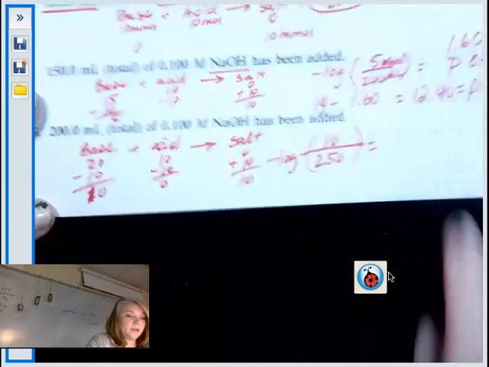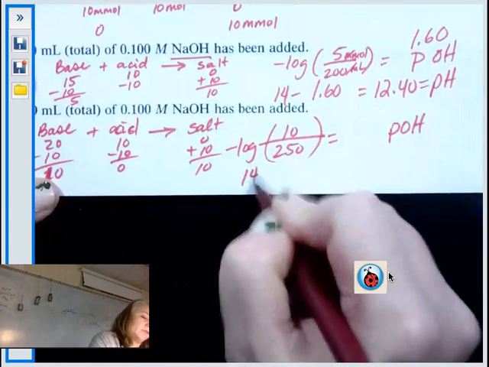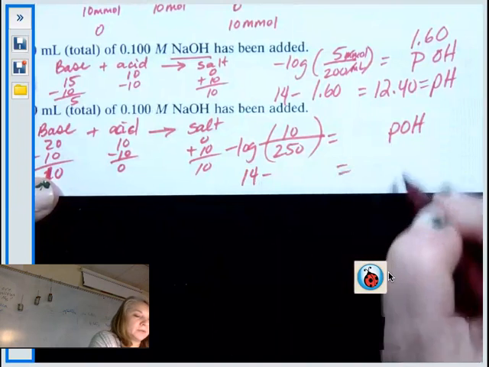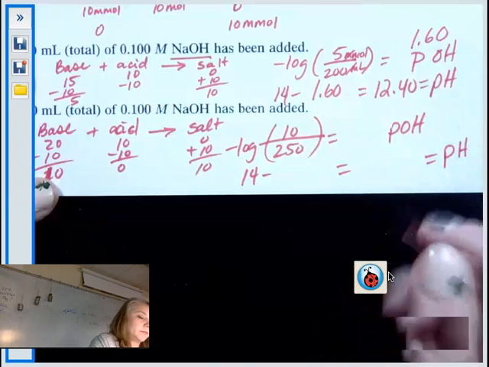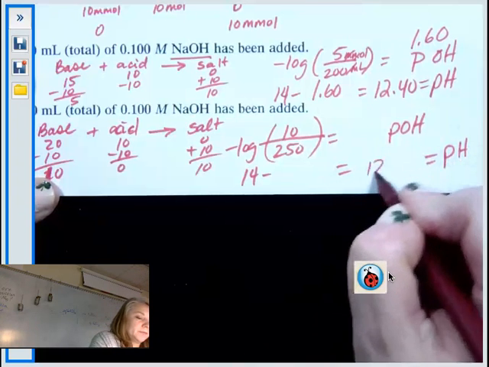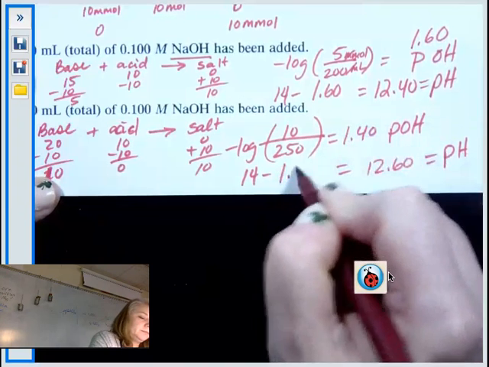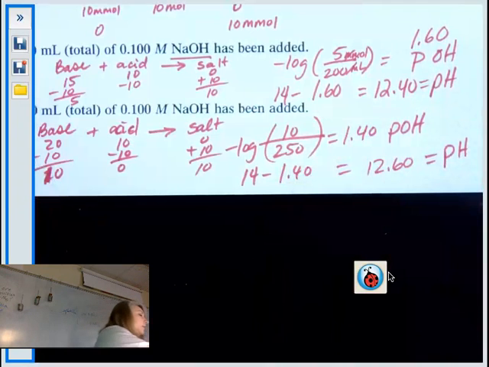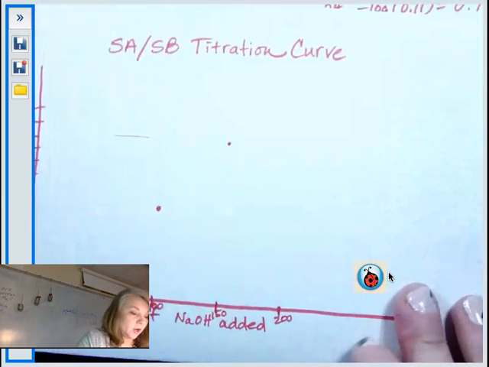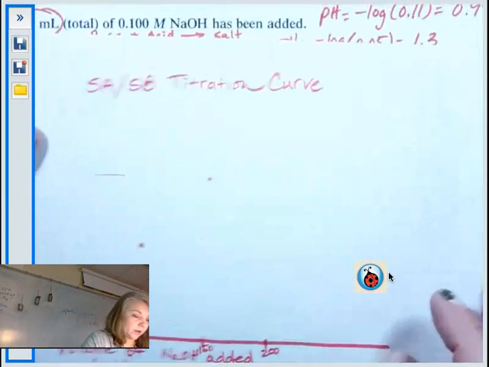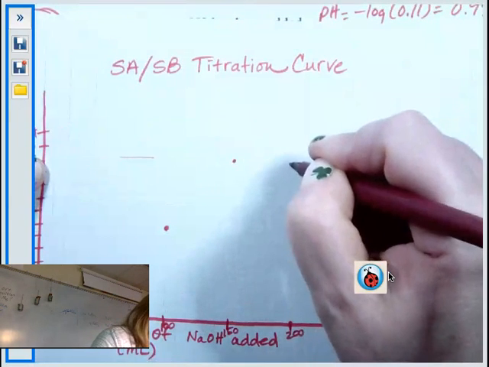And we take the negative log of that. Remember, that's going to be pOH. And then you'll need to subtract 14 minus that. pOH gives you your pH. So what'd you get, Javante? 12.6 for your pH. Okay, and that means that your pOH was 1.4. Okay. All right. Don't draw anything on it yet because we are missing a whole bunch of curves, but go ahead and put your last point on. And 12.6 for a total of 200. So it pretty much flatlined there.